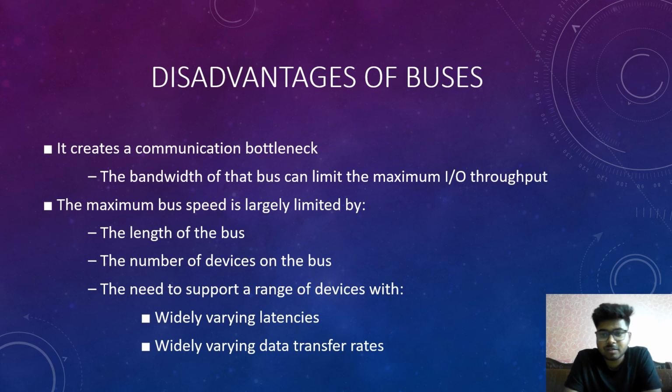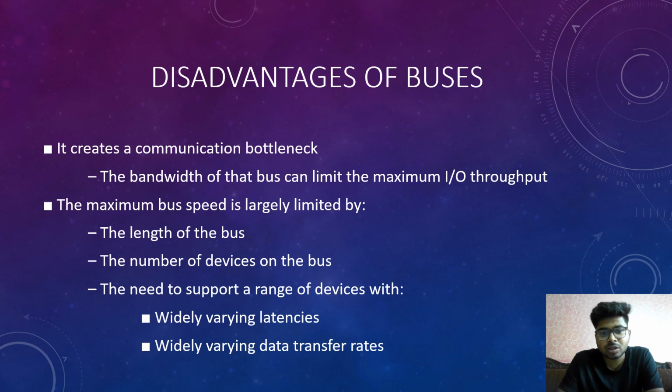So the disadvantages of buses are: it creates a communication bottleneck. The bandwidth of the bus can limit the maximum input-output throughput. The maximum bus speed is largely limited by, first, the length of the bus. If the length of the bus is small, there will be more speed. If the length of the wire is large, the speed will be less. Second, the number of devices on the bus. If there are more devices connected to a single bus, then the reaction time will be more. If fewer devices are connected, the reaction time will be less.